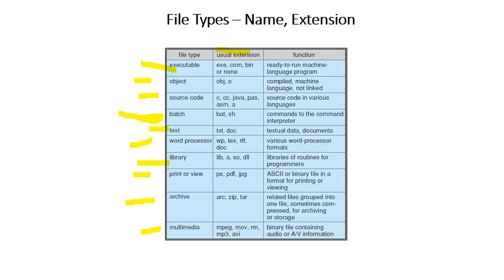Next, text files: normal text files and document files. Text is used for plain text files, and doc is used for creating document files. Word processor files are from different word processors. Library files are like the ones we include with #include stdlib.h, the header files. Next, print or view files, like jpg and pdf files, and then archive files and multimedia files. These are the different file types, with names and extensions.